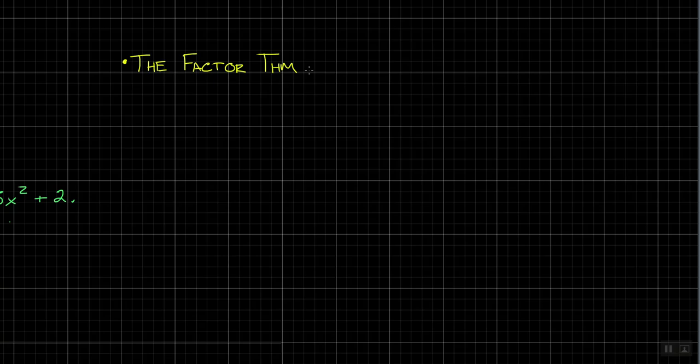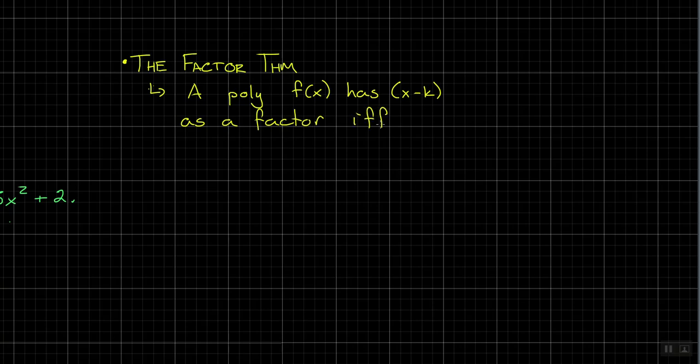Okay, this one I know for a fact I've discussed, but I just haven't called it a theorem. I'm going to make a claim. A polynomial, and I'm just going to write poly here, that we'll call f of x, has x minus k as a factor if and only if there's some particular result.